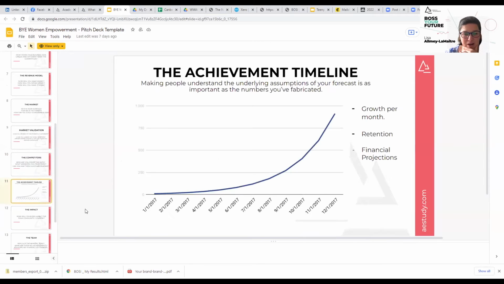Your achievement timeline. So what are you planning on achieving? This could be a good slide where you could put in a variety of information.